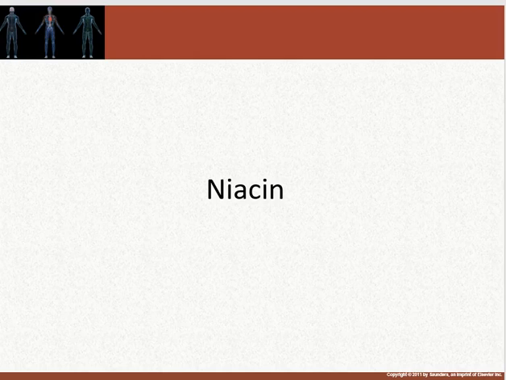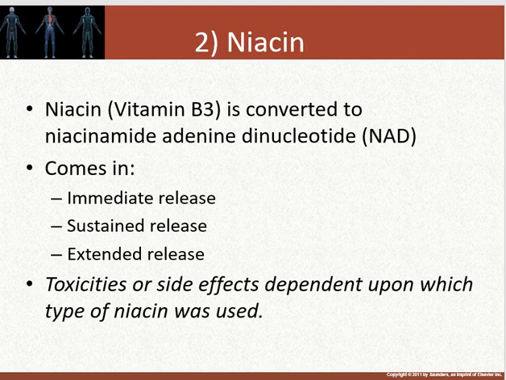Okay, so the next group of drugs that we need to discuss is niacin. All right, so niacin is vitamin B3, and it becomes biologically converted or activated to nicotinamide adenine dinucleotide, or NAD. And really the only difference is, there's only one niacin, of course, but the only difference is the formulation. So there's immediate, sustained, and extended release.